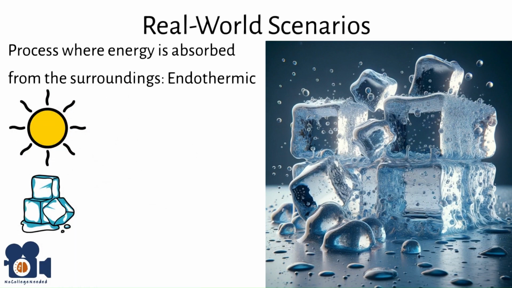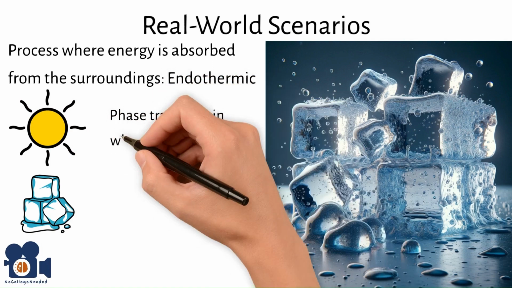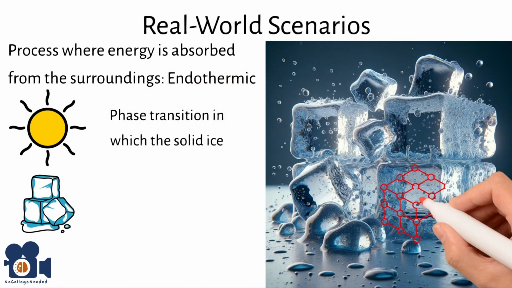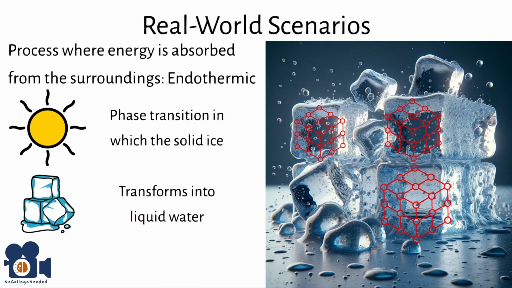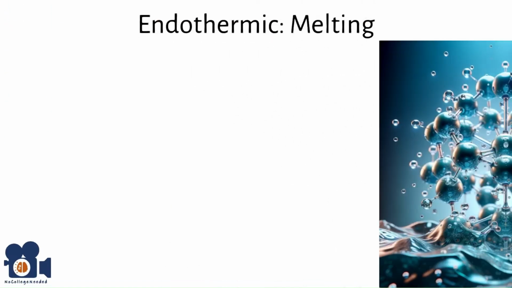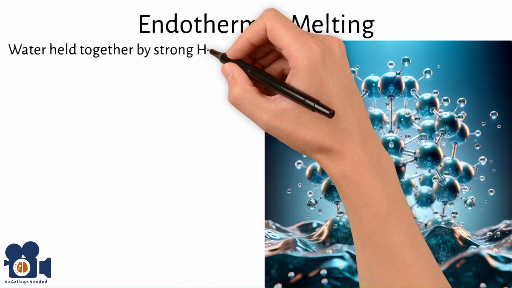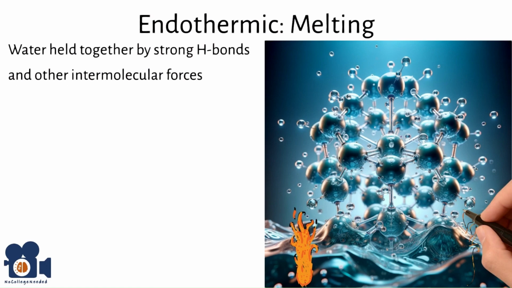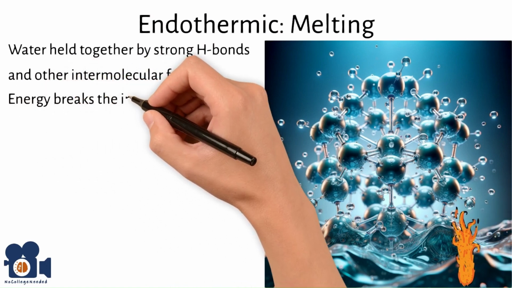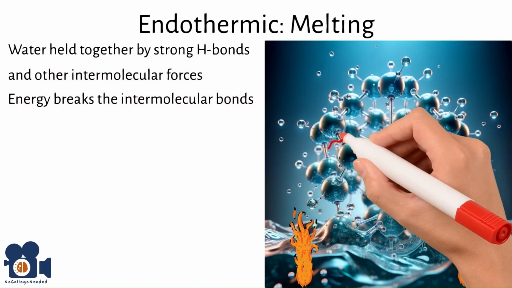This is considered a phase transition in which the solid ice, a well-defined structure of water molecules held in a crystal lattice, transforms into liquid water. During melting, the water molecules are held together by strong hydrogen bonds and other intermolecular forces. As heat is applied, this energy breaks these intermolecular forces between the molecules in the ice lattice.